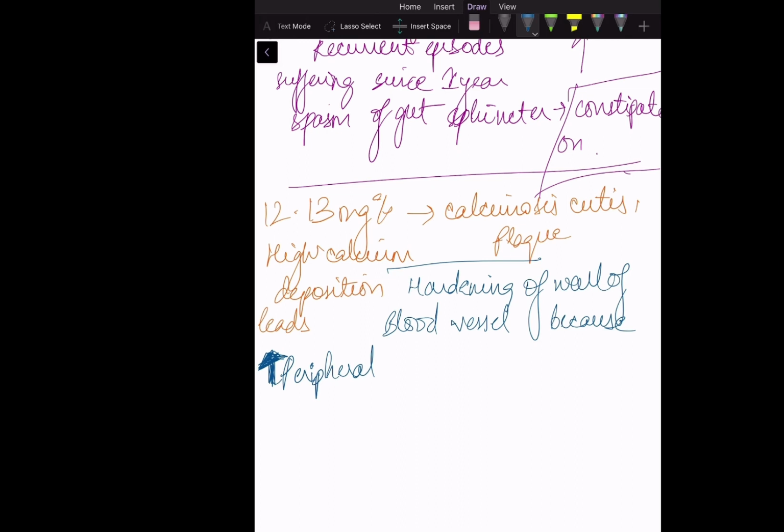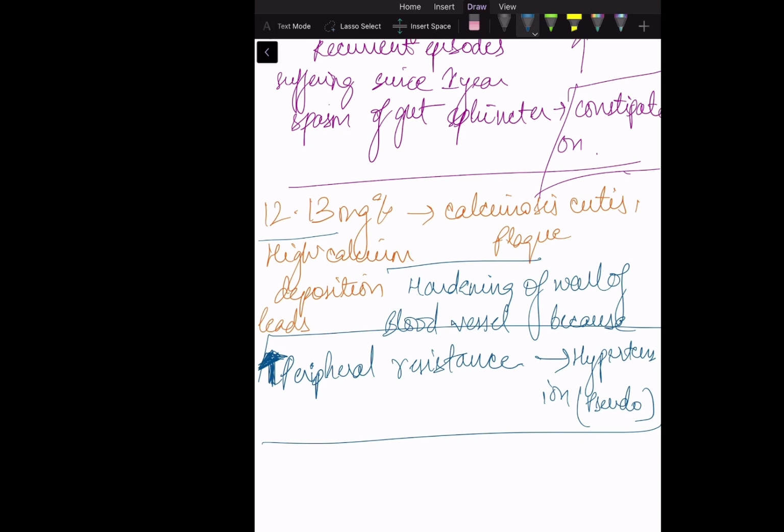So what happens if the calcium levels increase to 12 to 13 mg percent? Calcinosis cutis, plaque, and hardening of the wall of blood vessels, because there will be a lot of calcium deposited in the wall of the tunica media. This is an increase in peripheral resistance, which will lead to hypertension. We call it pseudohypertension.